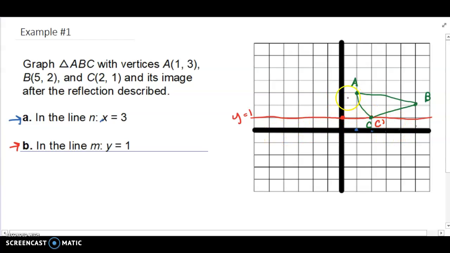Okay, well, this line is left and right, so I'm going to go straight up and down. So my A is right here, and it's 1, 2 from it, so I'm going to go 1, 2 below it. So here's my A prime. My B is 1 above it. I'm going to go 1 below it. Here's my B prime. So here's my new triangle.